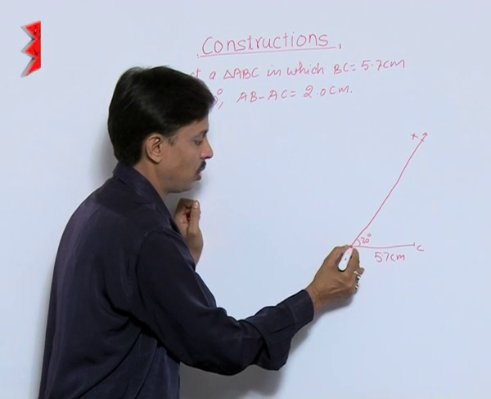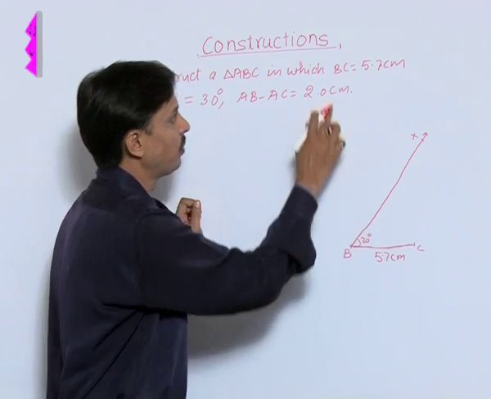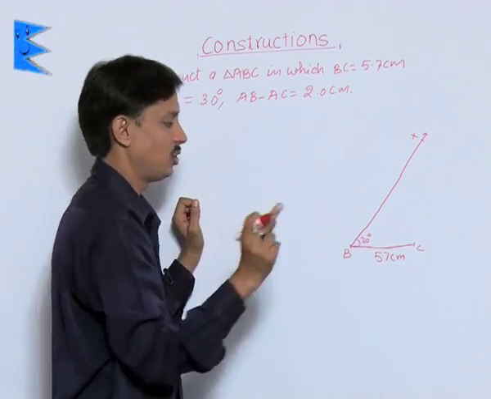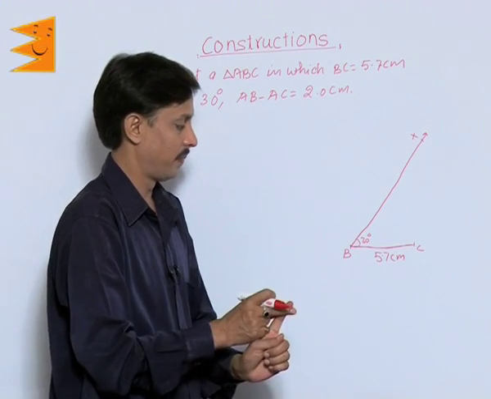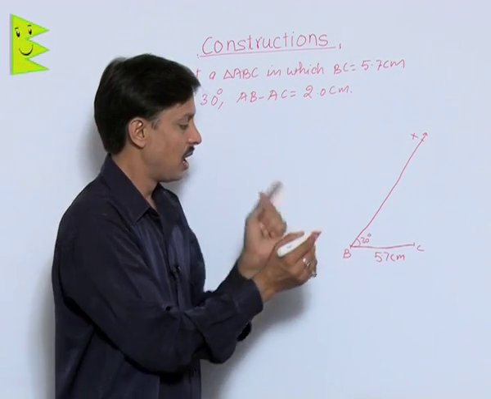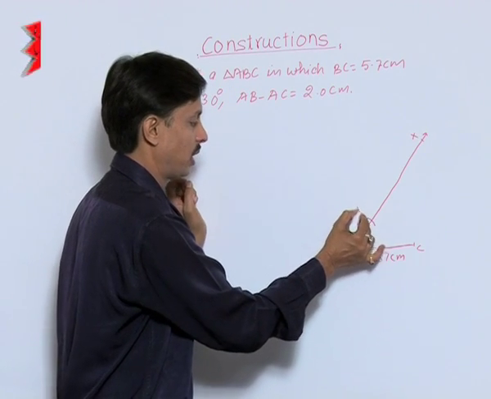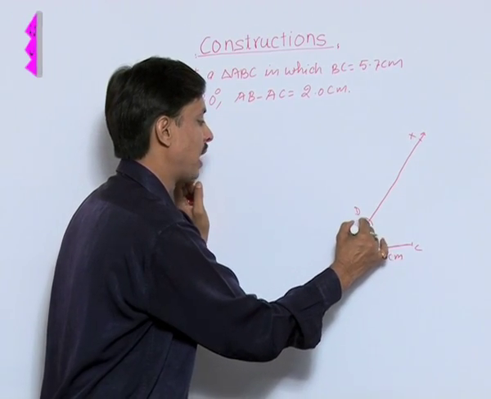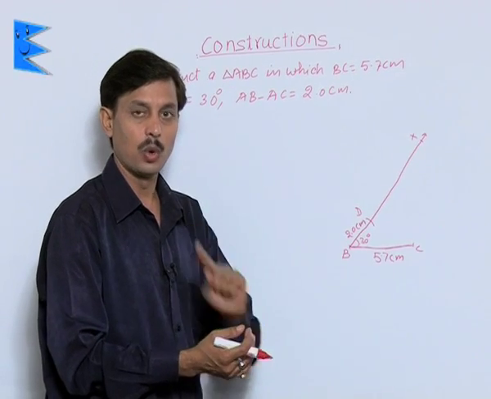First step, you have drawn the base BC. How much is this base BC? Given 5.7. Angle at B 30 degree. AB minus AC is 2 centimeter. Whatsoever is the difference given, you have to take 2 centimeters radius in the compass, B as center, and cut it like this. Suppose this point is D. How much is BD? It is 2 centimeter.